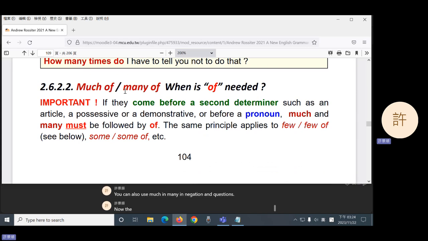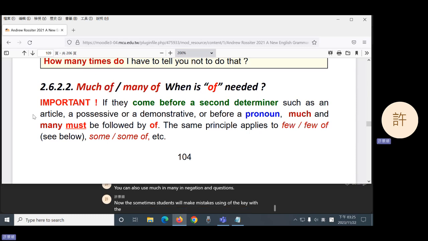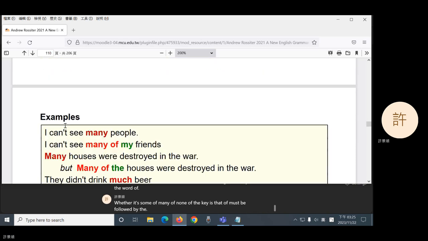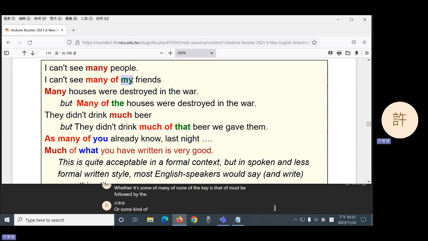Now, sometimes students will make mistakes using of. The key with the word of, whether it's some of, many of, none of, the key is that of must be followed by the, or some kind of determiner before the noun, right? The houses, my friends, that beer. You cannot simply add a noun right after of, a quantifier of, and it has to have a determiner in the middle before you can add a noun.